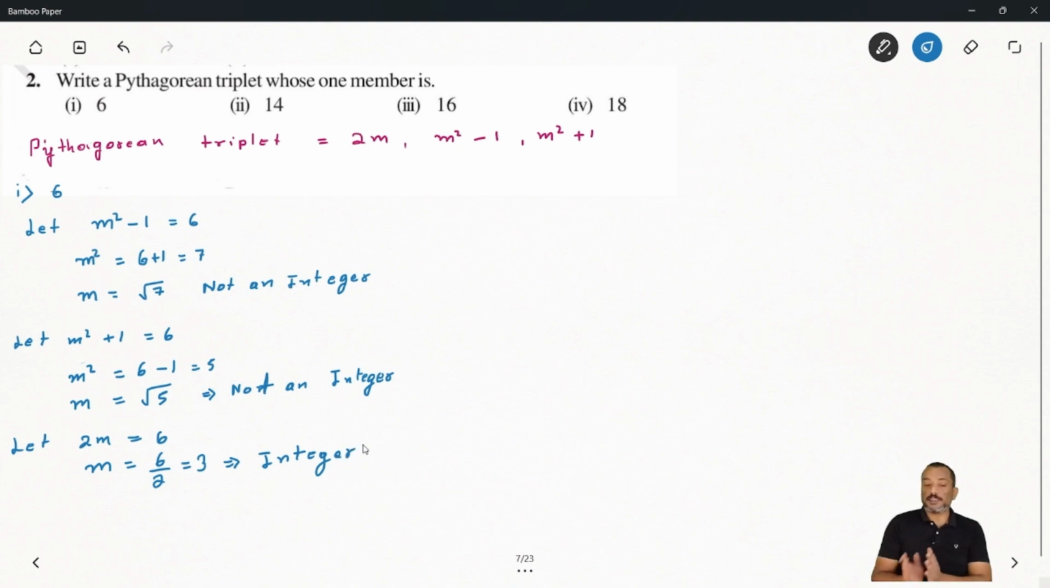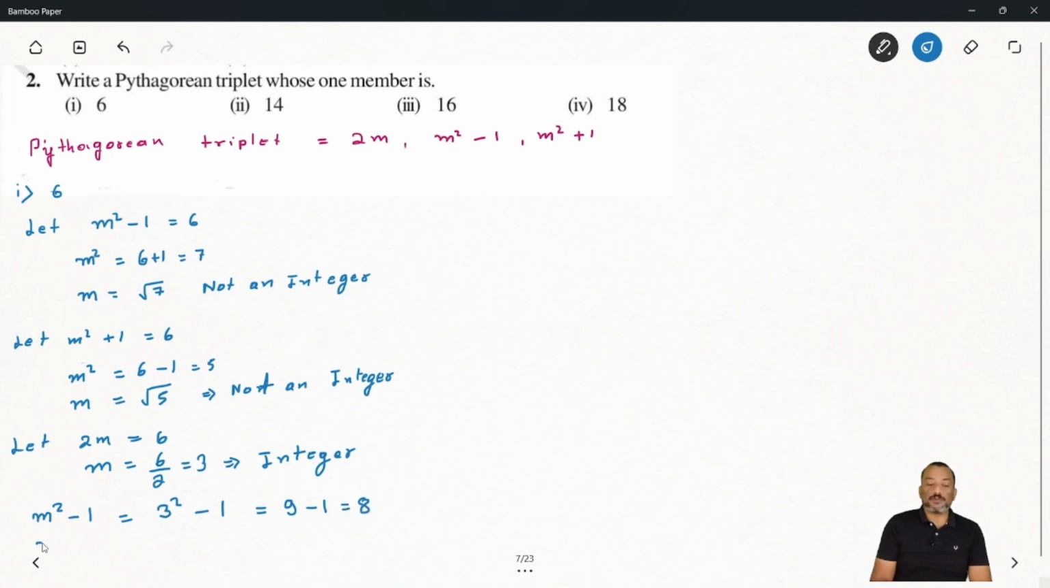Okay, now same way here we can go with that. Same way we will find m square minus 1 is equal to what? M value you got 3. So 3 square minus 1. So you will get how much? So you will get here 9 minus 1. So 1 value you will get 8.